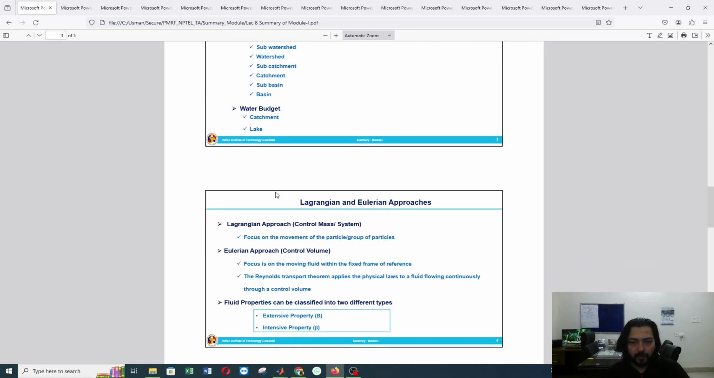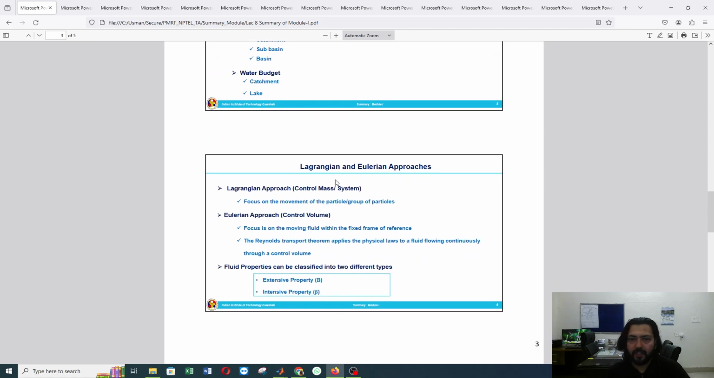Then we talked about two important approaches. One is the Lagrangian approach and another is the Eulerian approach, right? We have studied this in distinguished form. In the Lagrangian approach, we use the control mass concept. So what does control mass mean? Control mass is nothing but we focus on the movement of the particle, right?